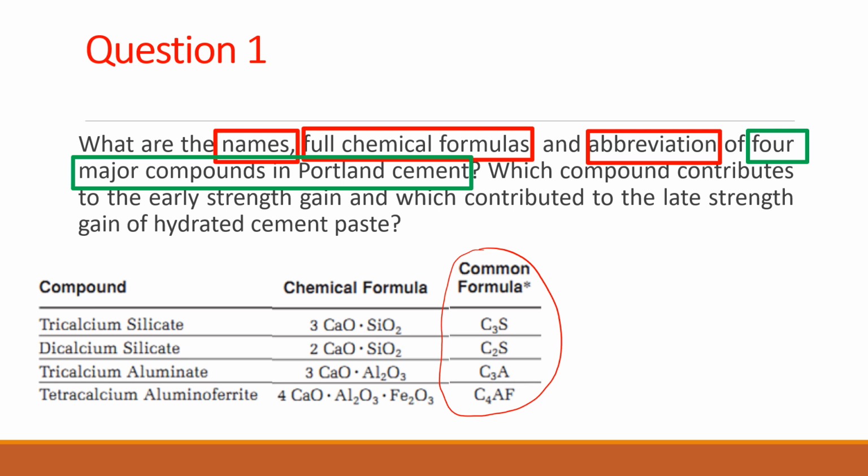Can you tell me C3S is responsible for what? Early strength development. How about C2S? Late. And C3A? Undesirable, because it is reacting with sulfur and it makes the concrete swollen. And yeah, so any question? No questions?